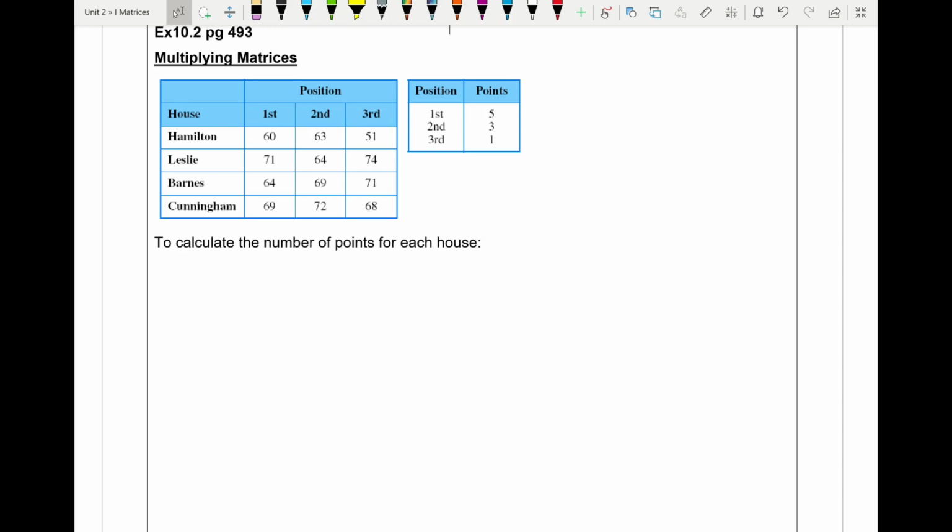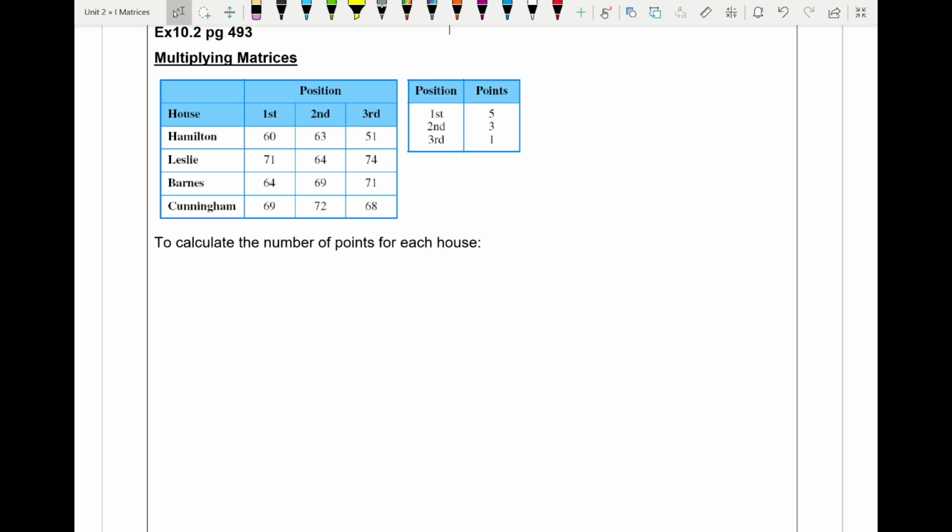Okay, in this video we're looking at multiplying matrices, but before we dive into it, we're going to look at this example here. If we were given 4 houses in a sporting competition with different numbers of people in each position on the podium, first, second, and third, and we know that every person that placed first got 5 points for their team, every person that placed second got 3 points for their team, and every person that placed third got 1 point for their team.